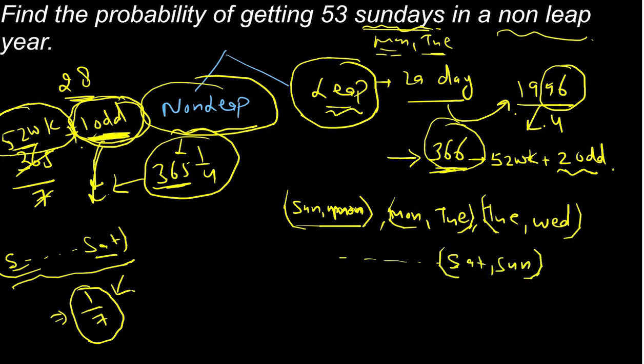Okay, तो जब Saturday और Sunday वापस आ जाएगा तो Sunday कितने तरीके से आ सकता है? 2 तरीके से.